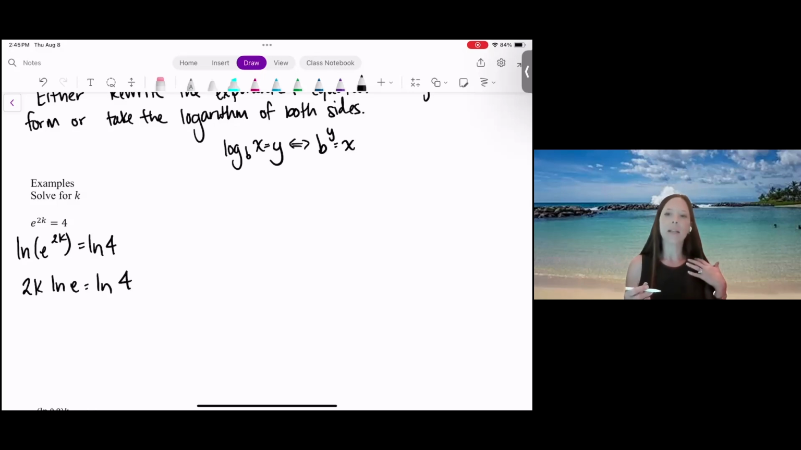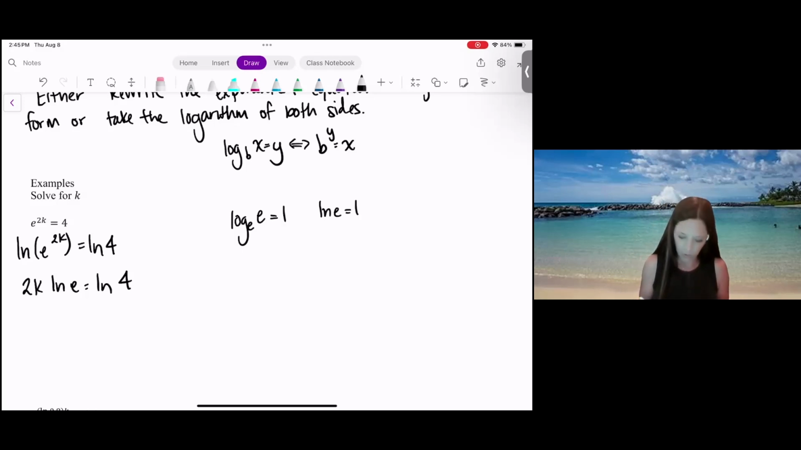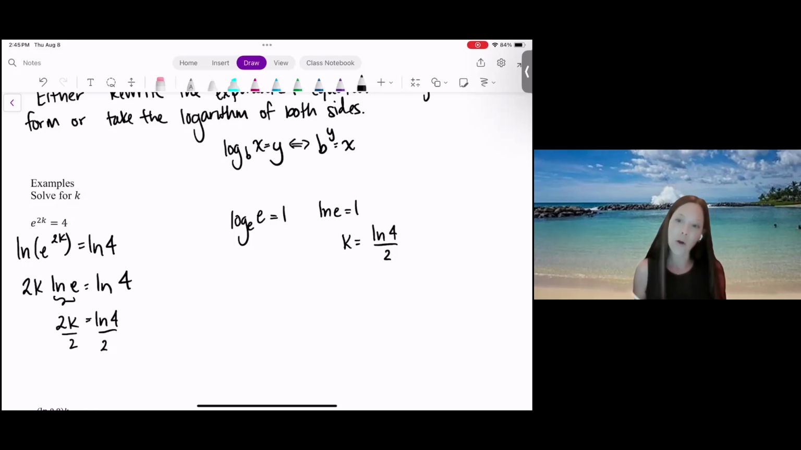But then remember that the natural log is log base e. So if I have log base e of e, e to the 1 is e. This evaluates to 1. Whenever you see natural log of e, that is actually just 1. That means I have 2k times 1, which is 2k, equals natural log of 4. Dividing both sides by 2 gives me that k is equal to the natural log of 4 over 2.